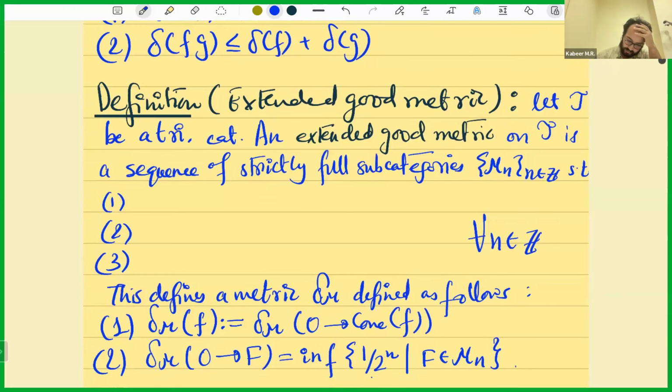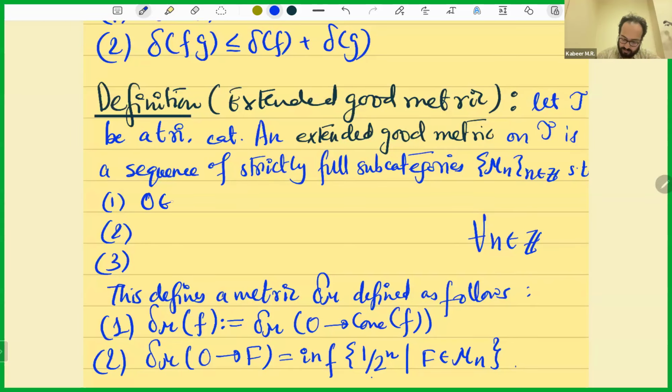So let T be a triangulated category. An extended good metric on T is a sequence of strictly full subcategories, Mn, graded over the integers, which satisfy these three conditions. And I should say perhaps how one is meant to think about these. These full subcategories Mn somehow represent balls of radius 2 to the power minus n around the zero object. So let me first state the definition and make this a bit more precise.